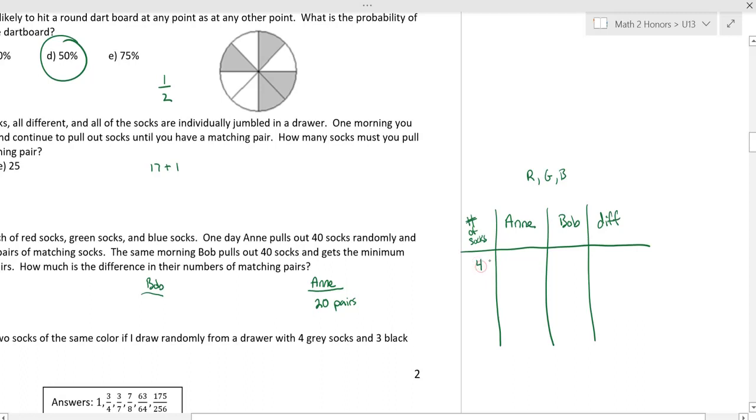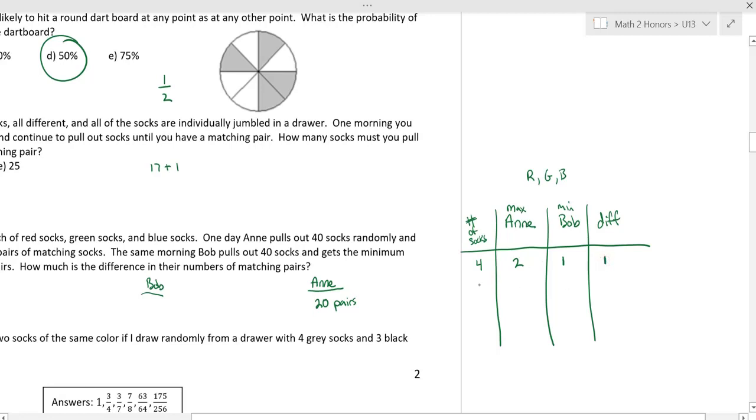Start with 4. So Anne's going to get the max. Bob's going to get the min, okay? Number of pairs. So Anne, 2 pairs would be the best you can do. Bob, if he's got 4 socks, the worst he can do is, the first 3 he picks are red, green, blue, but that fourth one's going to match one of them. So he's going to have one pair, and so the difference is 1. 2 minus 1 is 1.